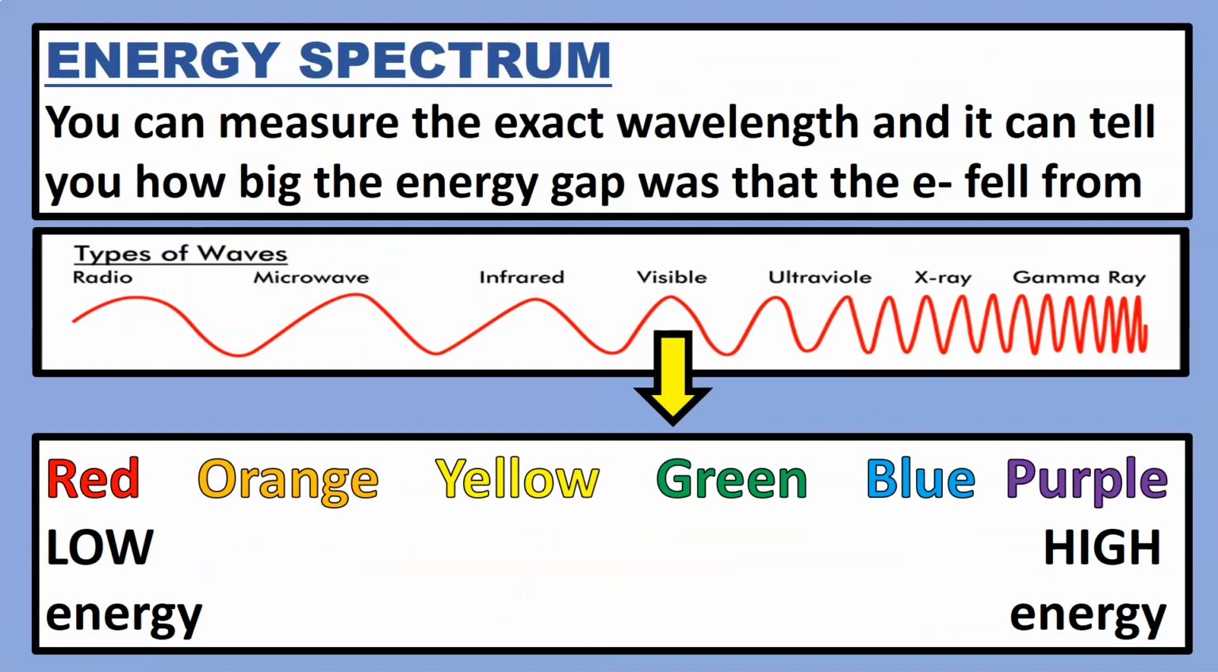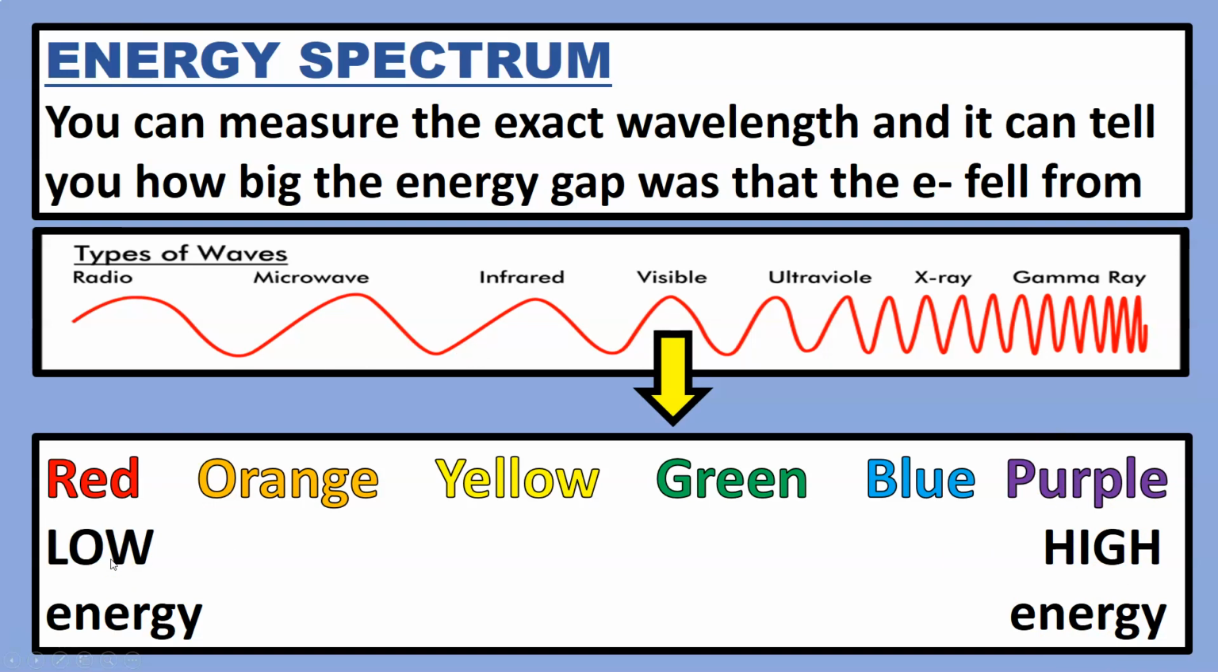So speaking of the visible light, one thing we do ask you to know is you should be able to rank the colors of visible light from low energy to high energy. And the nice thing is it's the order of the rainbow, isn't it? Red is the lowest energy, then orange, then yellow, then green, then blue, then purple. Purple has more energy than red.